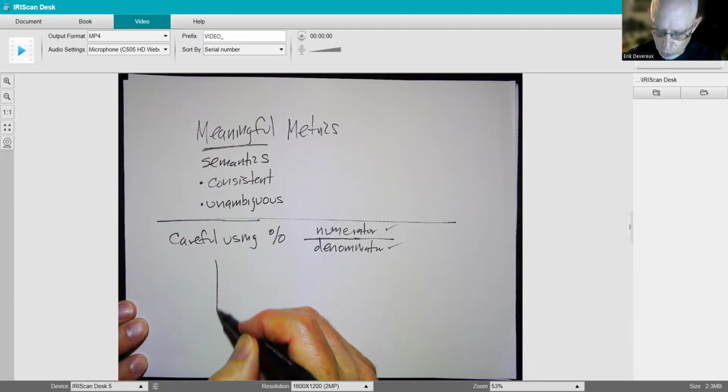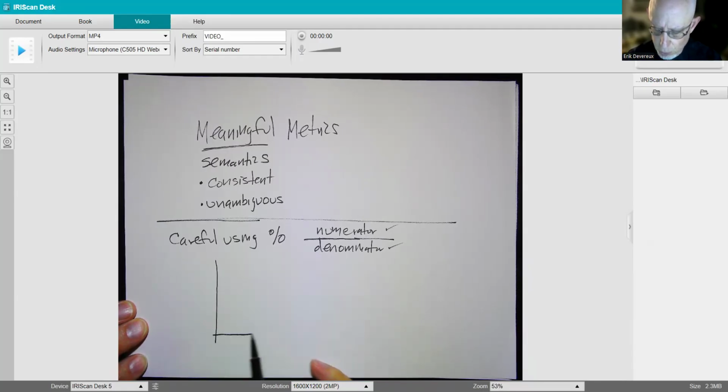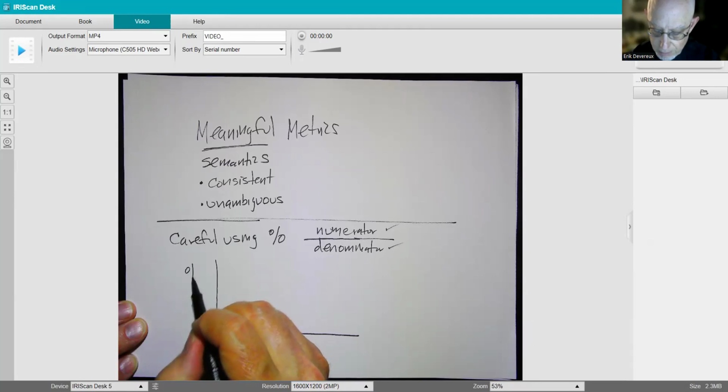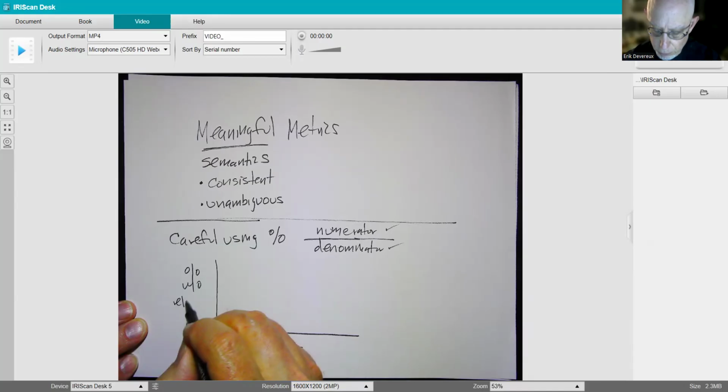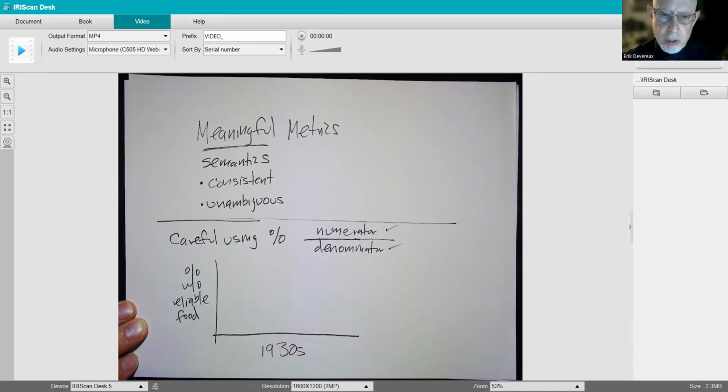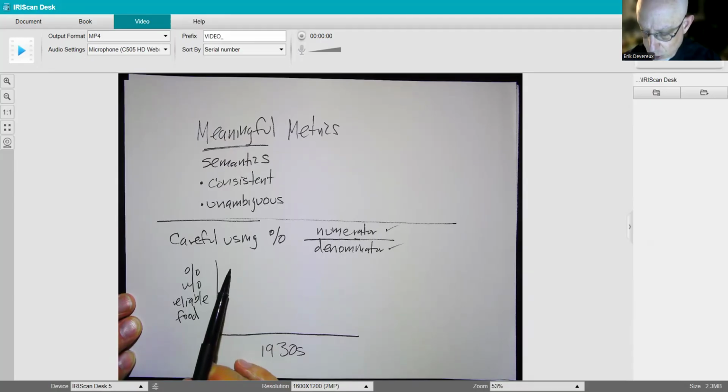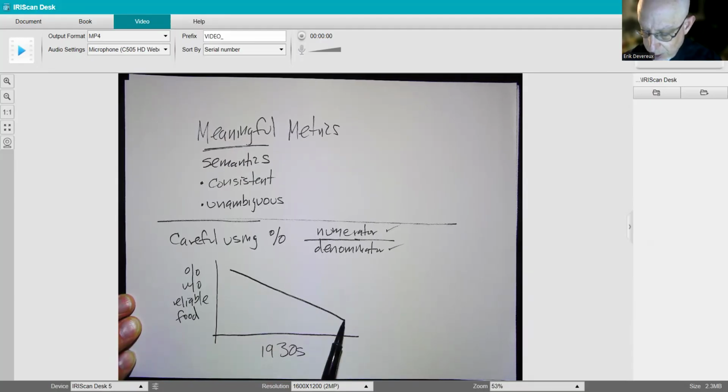Let's say that you were looking at food insecurity in the Ukraine in the 1930s. So the time period that we're looking at is the 1930s, and this is the percent of the population without reliable food. In other words, these are people experiencing food insecurity, okay? If you looked across the 1930s, it would be very easy to craft a metric that shows that the percentage of the population without reliable food goes down across the 1930s.